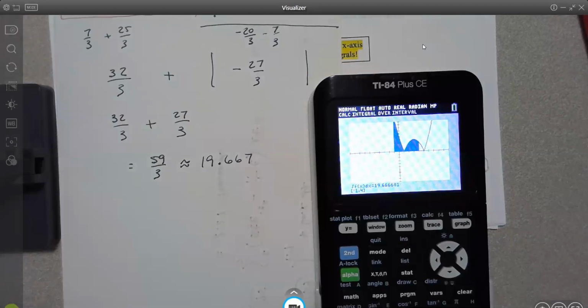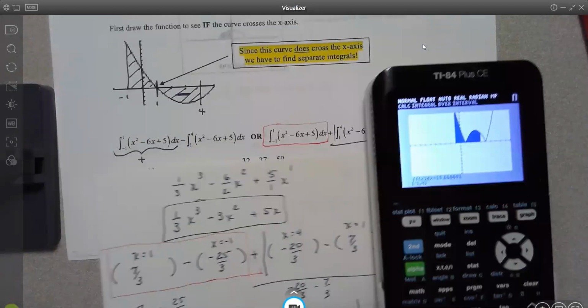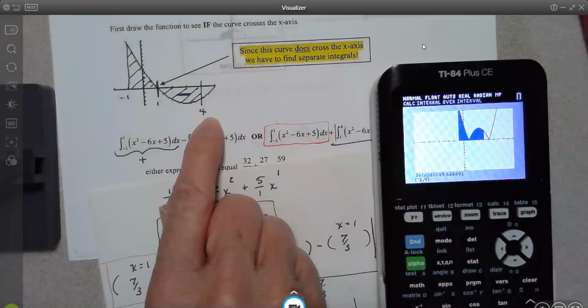But the first thing, if you see area between curves that you're going to have to do, then you're going to have to graph. Make a rough sketch, know your lower limit, your upper limit, and if any part of that curve is below the x-axis, you're going to have to fix it.